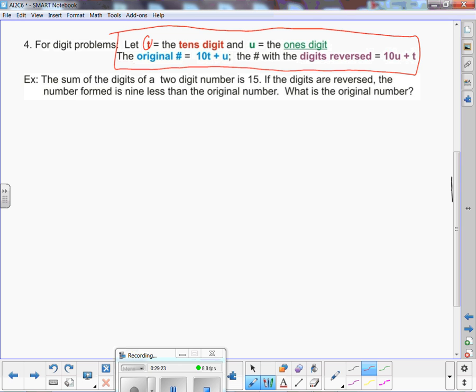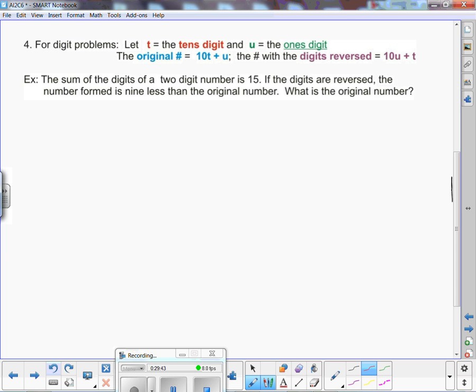Let t be the tens digit. Let u be the ones digit. They're just variables. Okay, t and u. You don't want to use an o for the ones digit because you'll think it's a 0. All right, so t and u.